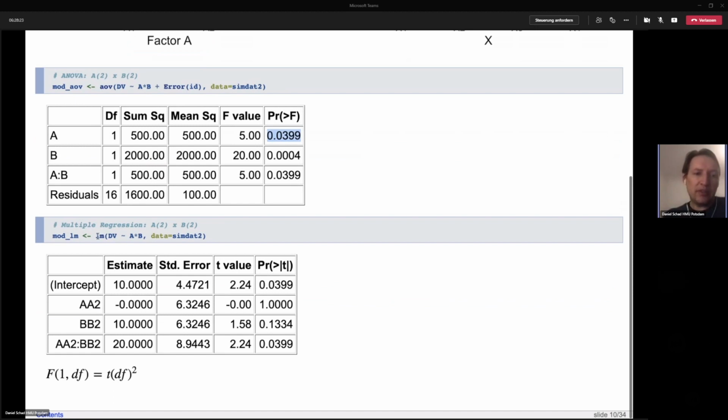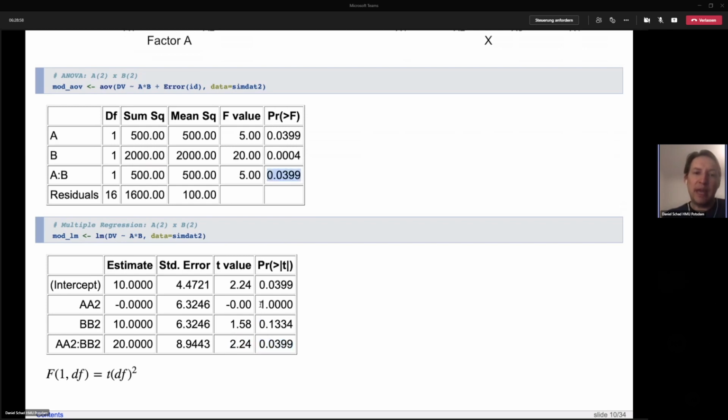Now let's do the same with the linear model. Again, dependent variable as a function of factor A times B. So we include the interaction and we print this table. What we know is that an F value with one numerator degree of freedom is simply the t value squared. So if we square the t value, we get the F value. So 2.24 squared is exactly 5. And also we can see the p value is exactly the same for the interaction term.